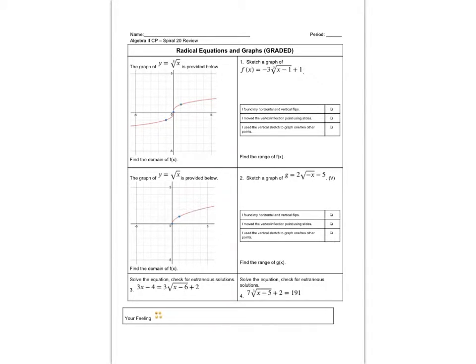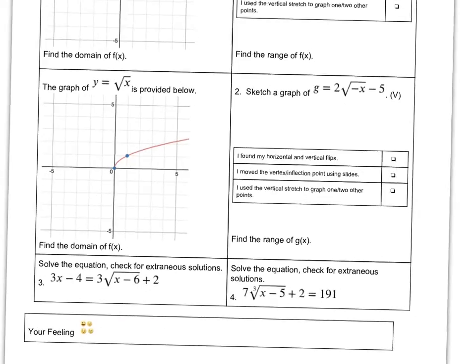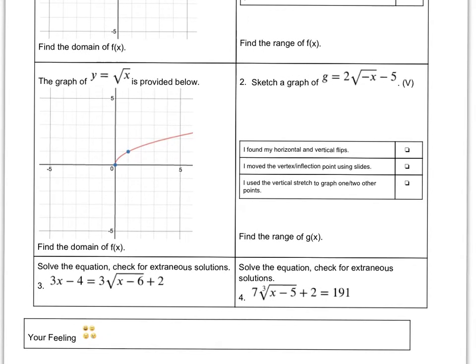The first thing that we're going to look at is number 2, and here we've been told that we're going to sketch a graph of g equals 2 times the square root of negative x, minus 5. There are a couple things going on here. First, I've got a horizontal flip. That means that my graph is going to be going this way instead of the way it's currently going.